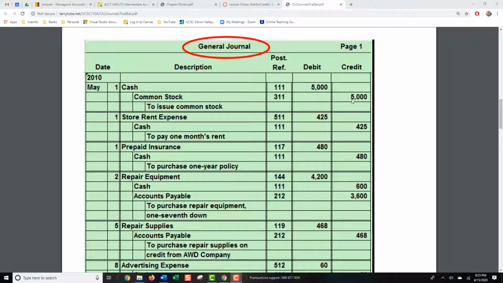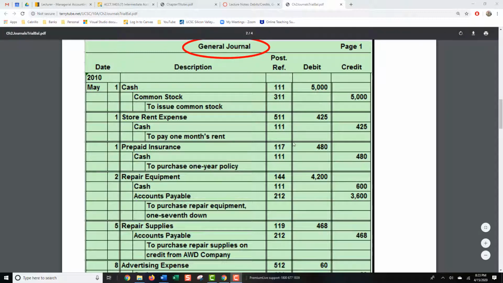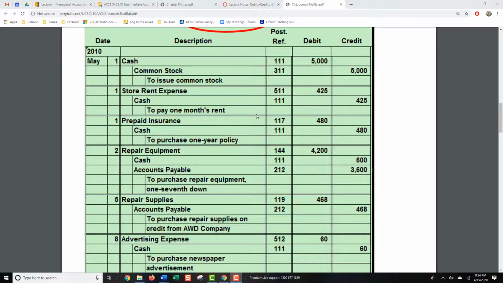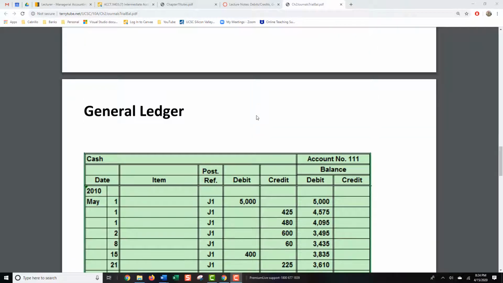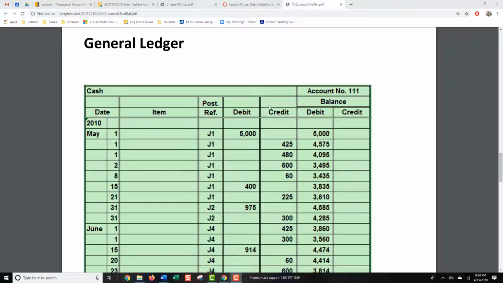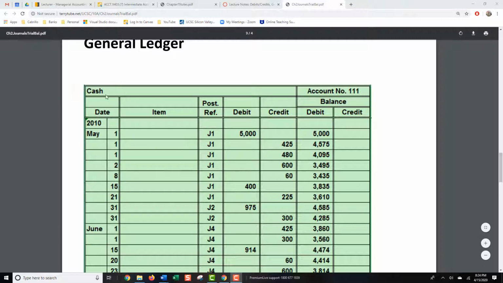You use the debit column, the credit column. The post reference then is to which account, ledger account, you are going to transpose these numbers to. The page number is up at the top. And so you're going to record every economic event chronologically. So you record all these events as they happen, and then what you'll do is you will then post them to the ledger.